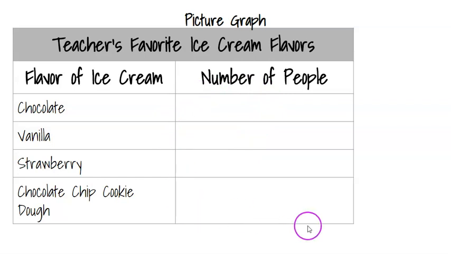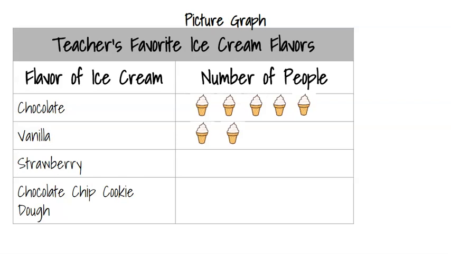On the right, we are going to be showing our data of how many people like chocolate, how many people like vanilla, strawberry, and chocolate chip cookie dough. So, looking at this picture graph, our data shows that 5 people like chocolate, 2 people like vanilla, 2 people like strawberry, and 3 people like chocolate chip cookie dough ice cream.